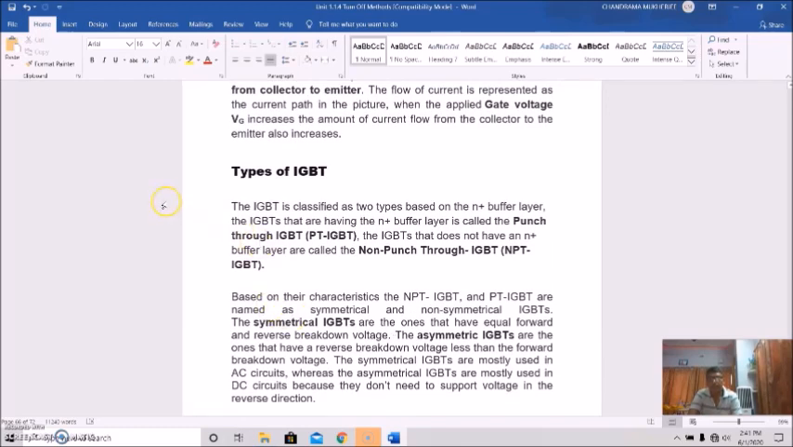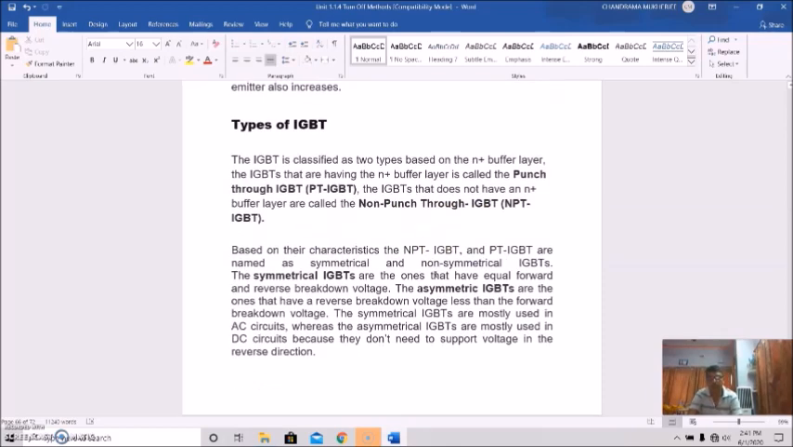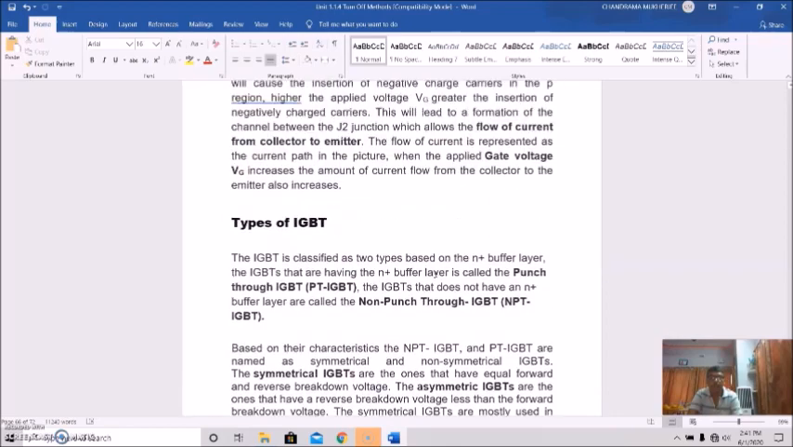So you get two types of IGBTs: one is punch through IGBT and another is non-punch through IGBT. Because of the N plus buffer layer, these are called punch through, and where the N plus buffer layer is not there, it is called non-punch through IGBT.